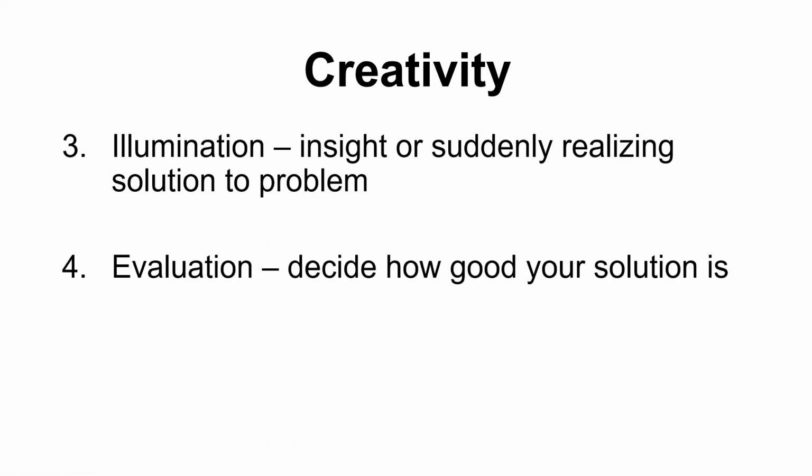Our next two stages are illumination and evaluation. Illumination is that idea of having a sudden eureka moment. The illumination stage is when you achieve insight or suddenly realize that you found a solution to a problem. This period typically follows a time of pre-awareness when you almost have the idea but not quite. But it seems like there's a hard switch between "I almost have it" and then poof, everything falls together all at once. That eureka moment, we can call illumination.